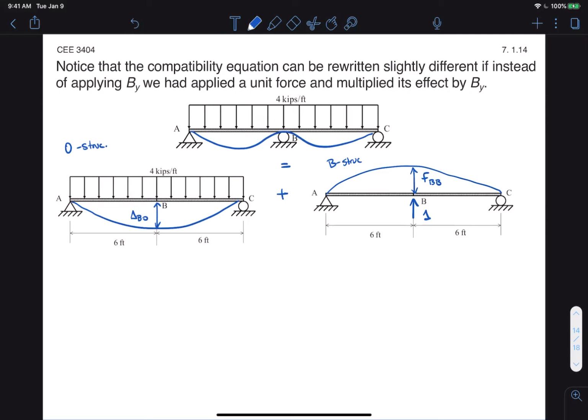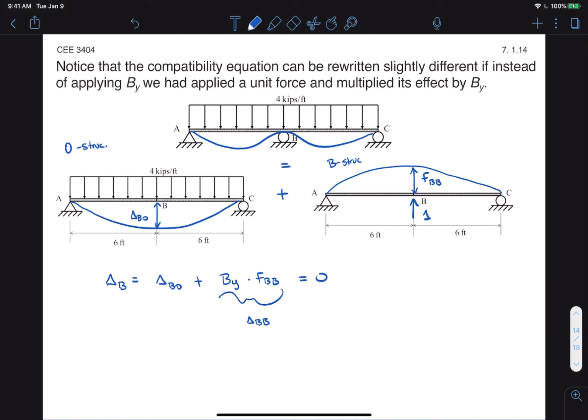So our compatibility equation changes to delta B is equal to delta B0 plus By times FBB, right? And that should be equal to 0. Right? And By times FBB is our delta BB, right? So by solving that B structure for a unit force, we can simply scale the resulting displacement by any force that we want. So we can use this equation to solve directly for By if we know FBB.